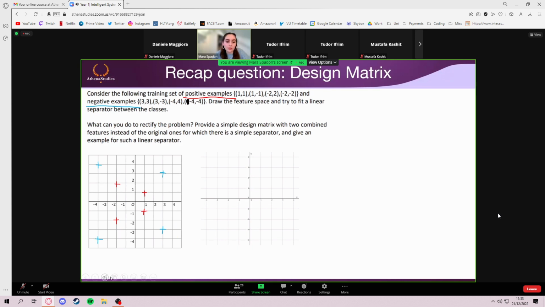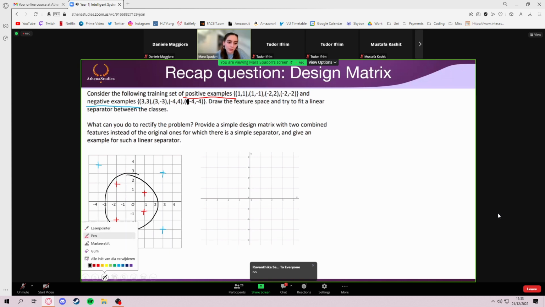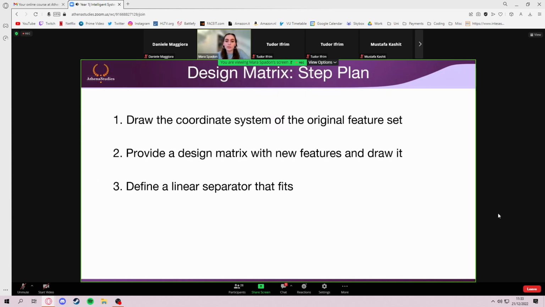So that kind of looks like the example we just had, right? Can we fit any linear separator in here? No, exactly. We would have to define a separator that kind of looks like that, right? A nice circle, if I could draw one. So that doesn't work. So what do we do instead? Provide a design matrix with new features and draw it.